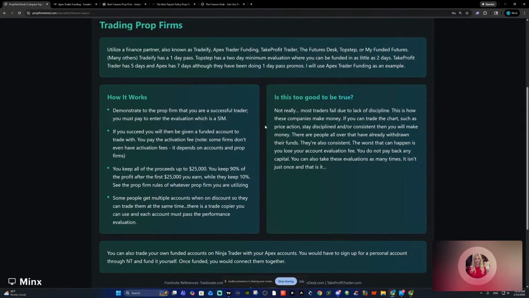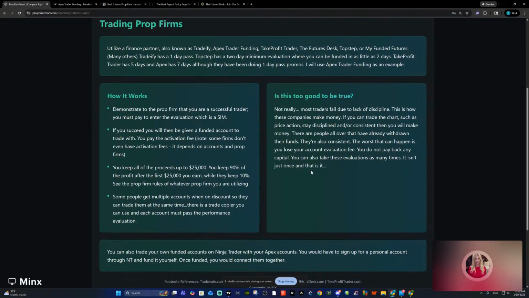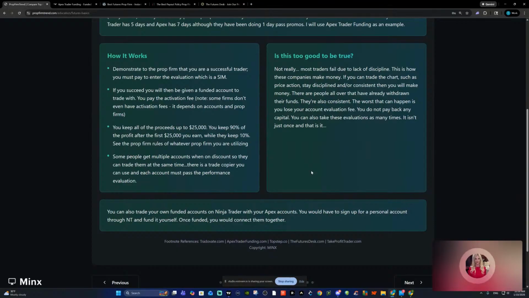If you can stay disciplined and consistent, you're going to make money. There are people that have withdrawn their funds, but they're also consistent. And the worst that can happen is you lose your account evaluation fee. You do not pay back any capital. And you can take the evaluations as many times, not just once. And in addition, you can also trade your own funded accounts.